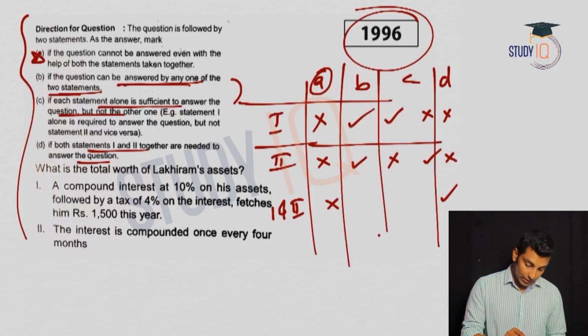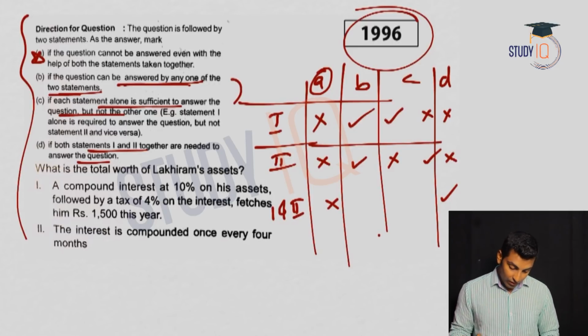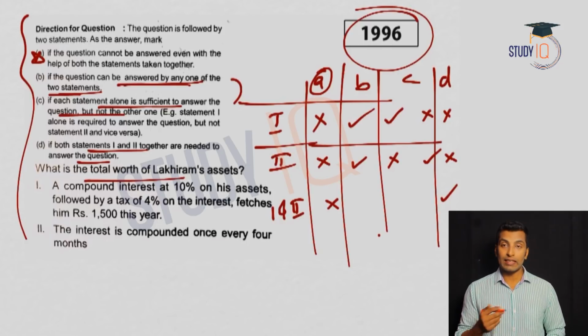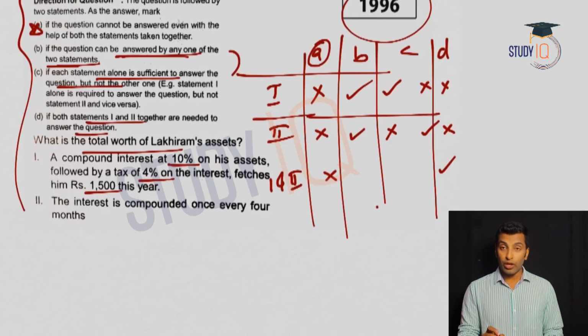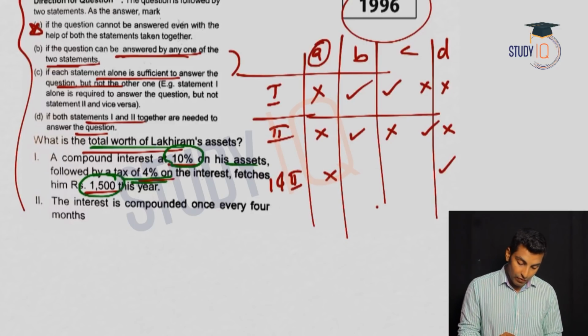Okay, now let's look at the question. What is the question? What is the total worth of the asset? Now look at the statement. Total worth is what you need to see. Compound interest at 10% on his assets, followed by a tax of 4% on the interest, fetches him 1500 this year. If you read it carefully and have clear conceptual clarity, there is no need to try anything with this. The compound interest is at 10% on his assets, then there is a tax of 4%, and he is getting 1500 this year. Total worth of the asset is what they are asking. So with this you cannot find the total worth. So statement 1 alone will not help you.